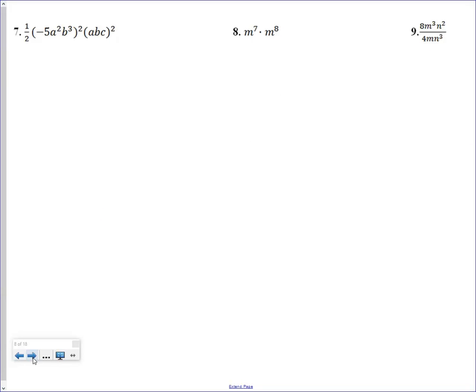Number 8 should have been pretty easy, right? M to the 15th, right? It's multiplication of the same base, so we just add exponents. 7 plus 8 is 15. Number 9, we have 8 over 4, which is 2, right? We have m cubed over m, so we have m squared.